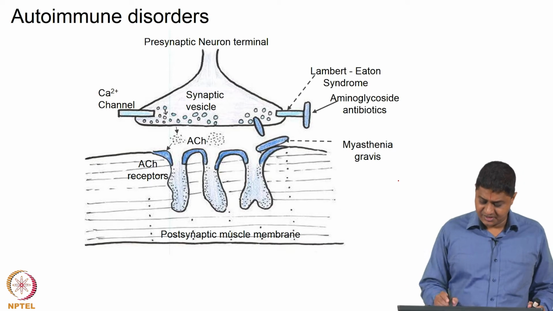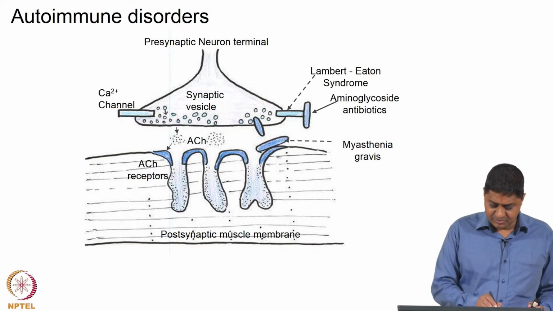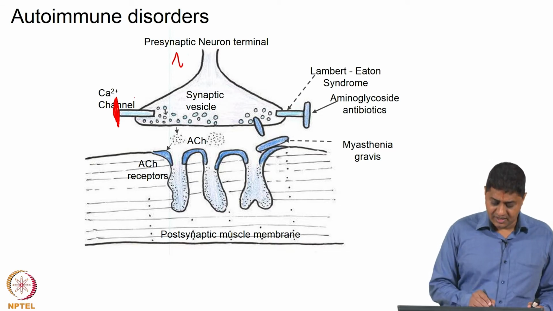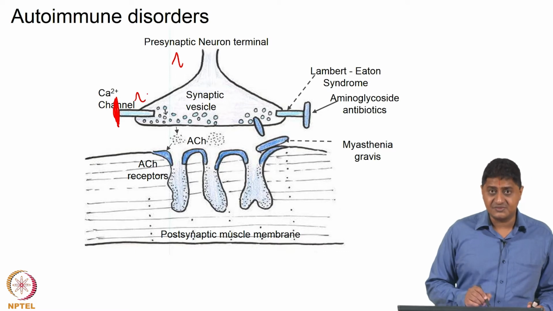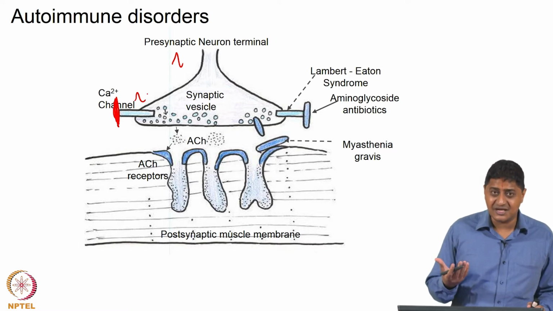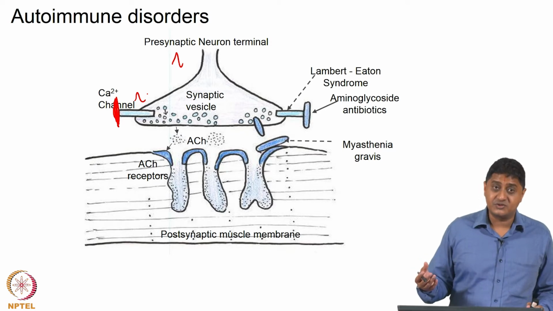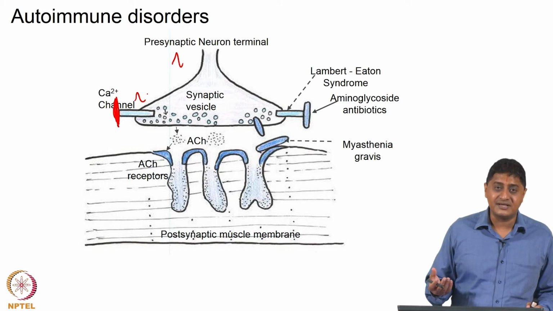So, what happens when this calcium channel is blocked, or its function is reduced? An action potential will happen in the presynaptic neuron and it will reach the voltage gated calcium channel, but since the voltage gated calcium channel is not functioning, it will not open. Since calcium is not entering the cell, synaptotagmin will not sense the presence of calcium. So, there will be no exocytosis. So, essentially acetylcholine will not be released.